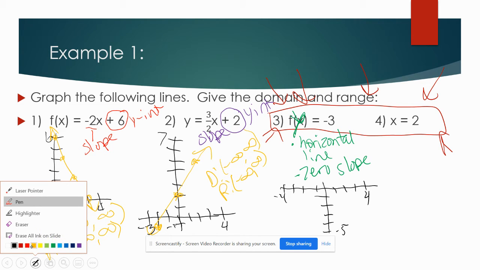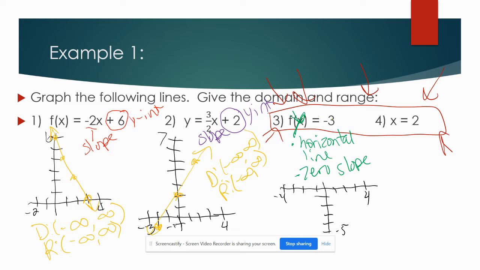y is -3. It's always -3. There's no x in this equation, so we don't even care what x is doing. So where's y -3? Well, y is -3 here, here, here, here, here, all over. And so that's where we get our horizontal line.